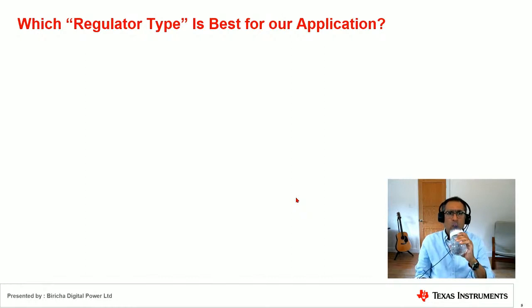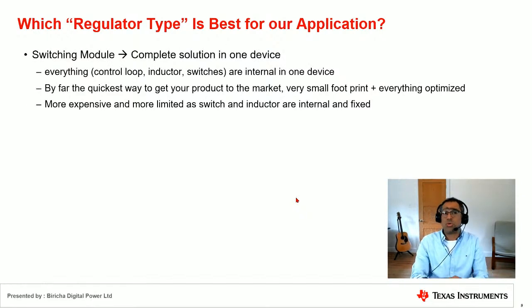First, regulator type. What is the best regulator type or most suitable regulator type for your application? First, we have switching modules. A switching module is a complete solution in one package. It's an IC or a die completely in one package and includes the controller, the control loop, the switches, the inductor, everything in one. So this is by far the quickest and easiest way, and with the smallest footprint, of getting your product into the market because everything is optimized. It's more expensive and more limited, obviously, because the switch and the inductor are now internal and fixed.